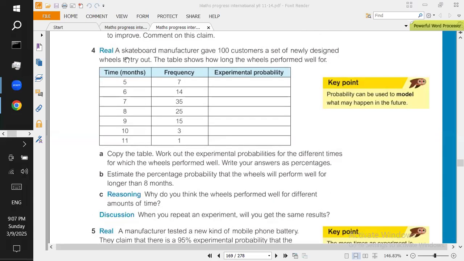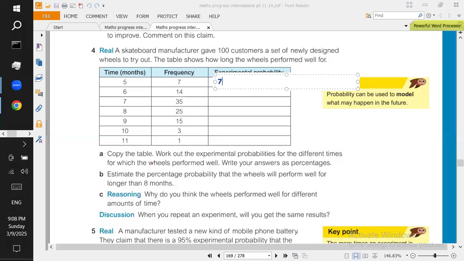So here, a skateboard manufacturer gave 100 customers a set of newly designed wheels to try out. The table shows how long the wheels performed well for the time, which is months. And this is the frequency, how many times it performed well, and the experimental probability after finding the total. So first thing we do, copy the table, work out the experimental probabilities. So first we already know the total, which is 100, and it comes from adding all of these. Now, to find the experimental probability for the different times for which the wheels performed well, write your answer as a percentage. So first, let's find the experimental probability.